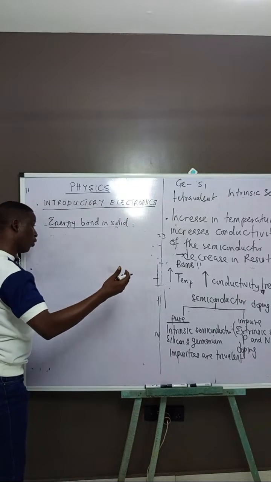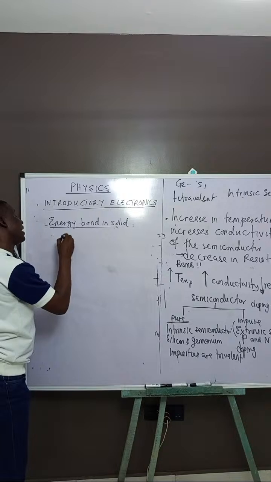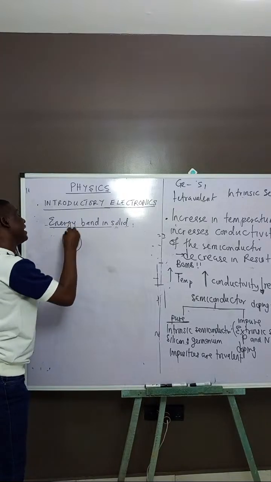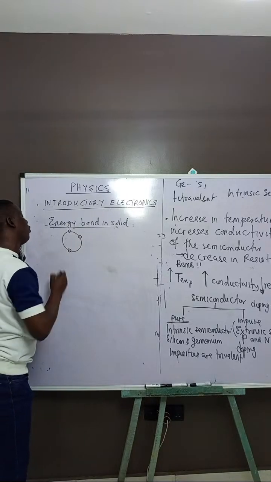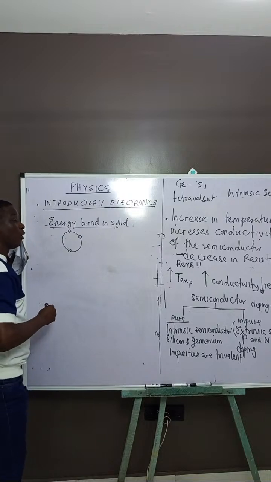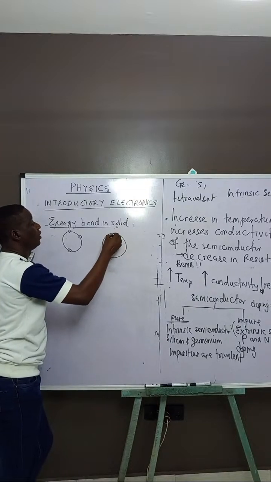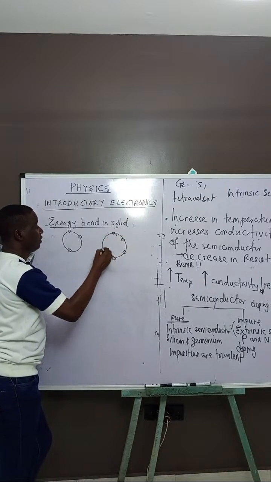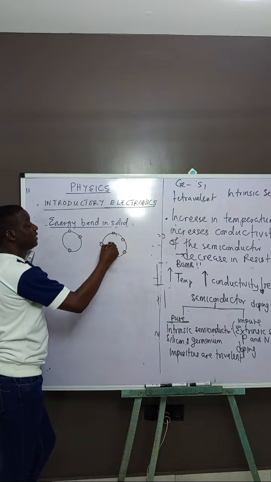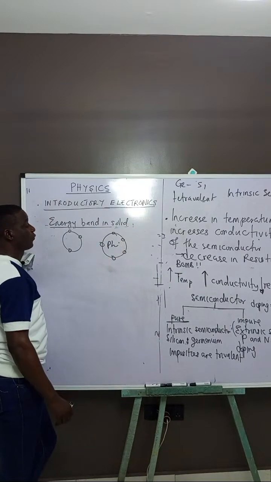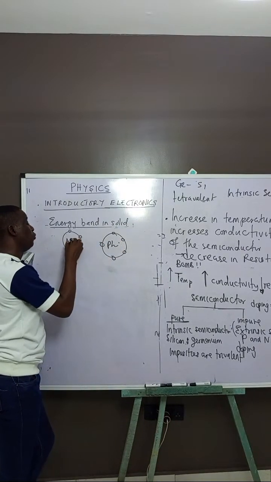Beryllium, boron. Then that means we have what? The ones that have 3 electrons at the outermost shell, that's what we call trivalent. Those that are pentavalent have 5 electrons at the outermost shell. An example of this one is phosphorus. An example of the trivalent one is aluminium.